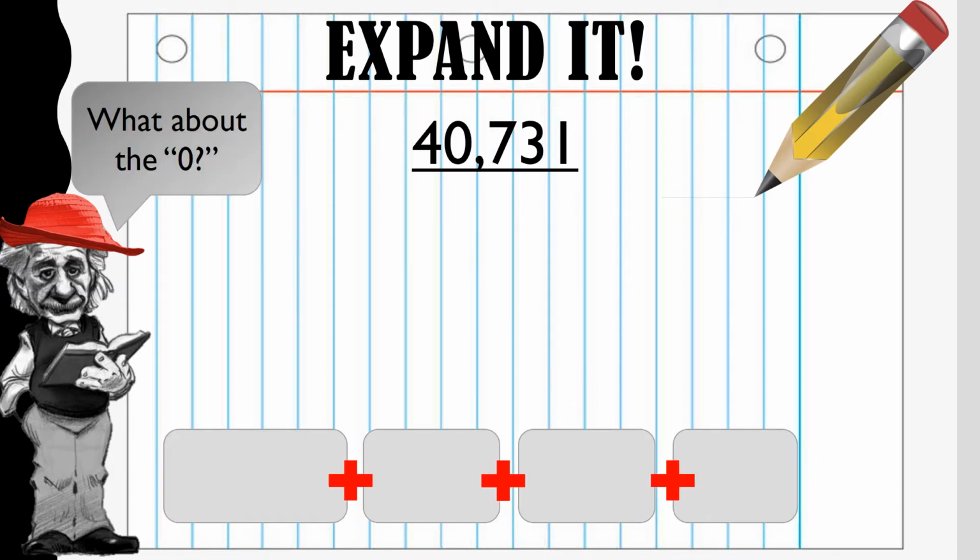Here we have 40,731. Notice Mr. Einstein's already asking about that 0. Let's see if you know what to do when we come to it. Let's start, of course, by identifying our place value first. We have ones, tens, hundreds, thousands, and 10,000s.